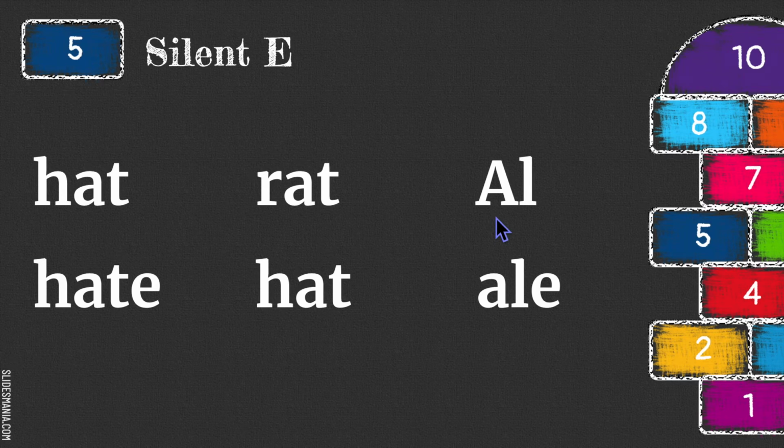Right here we have Al. This is a name. That's why it's a capital letter. Come down here, we see it ends in an E. We'll look back two letters before it. So this vowel will have its long sound of A. Ale. Ale is like beer.